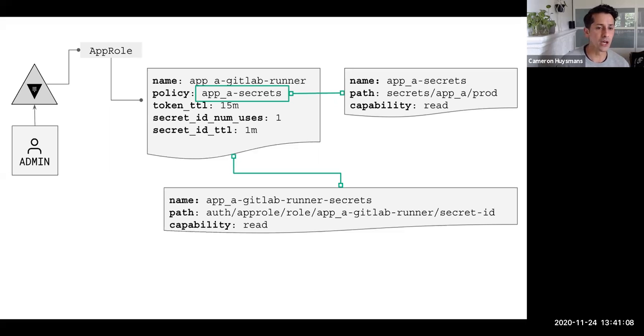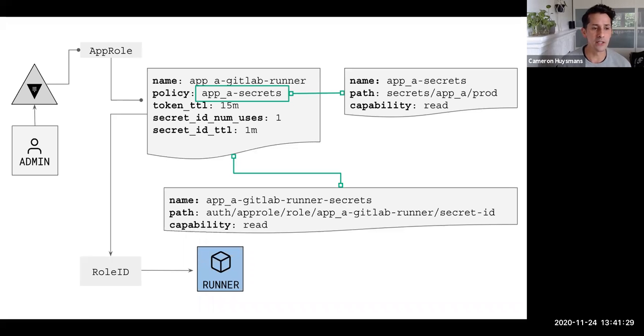I'm then going to go and create another policy. Right? And this policy will be used to provide access only to the secret ID for this AppRole, right? So any token that gets associated with this policy can have the ability to only get the secret ID. And we'll see how that manifests a bit later.